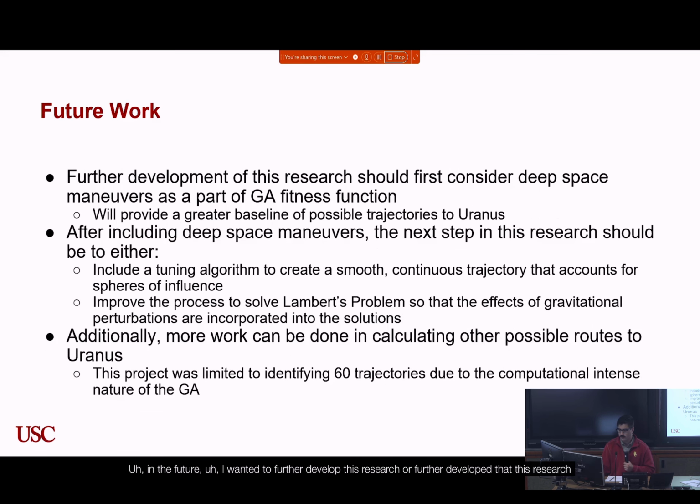Further development of this research should consider deep space maneuvers as a part of the genetic algorithm fitness function, to provide a greater baseline for the possible trajectories out to Uranus. After including deep space maneuvers, the next step in the research should be to include a tuning algorithm to create a smooth, continuous trajectory that accounts for the spheres of influence of the planets that you fly by. Another would be to improve the process of Lambert's problem, so you can study the effects of gravitational perturbations in the incorporated solutions. And additionally, more work can be done in calculating other possible routes. I was just limited to identifying 60 trajectories due to the highly intense computational nature of the project.